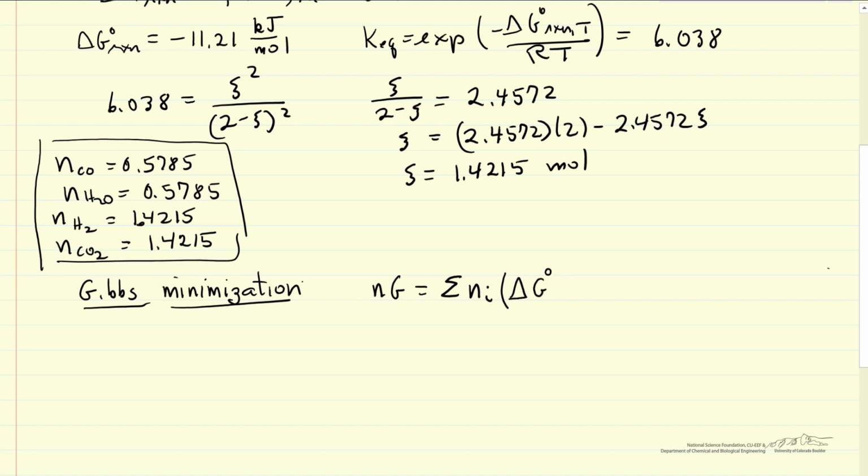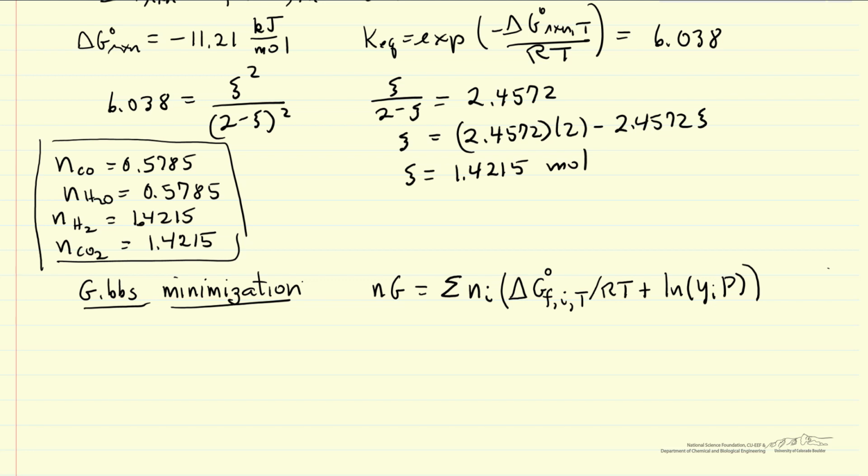And so the standard state Gibbs free energy of formation for each component at the temperature of equilibrium divided by RT, plus the log of the mole fraction times the pressure. So that's what we're minimizing. The big advantage of Gibbs minimization is we don't actually specify what reaction is taking place. That becomes valuable when we have 3 and 4 reactions.